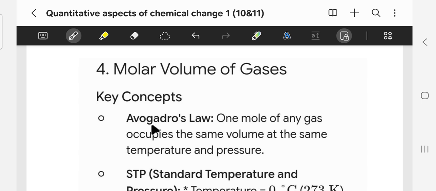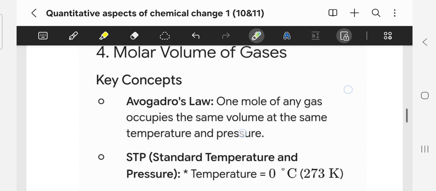This is what Avogadro's law states. It states that one mole of any gas occupies the same volume at the same temperature and pressure. Very simple: if we have 1 mole of any gas, it will occupy the same volume at the same temperature and pressure. That's what Avogadro's law states.